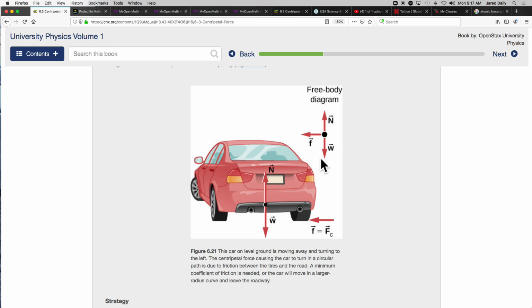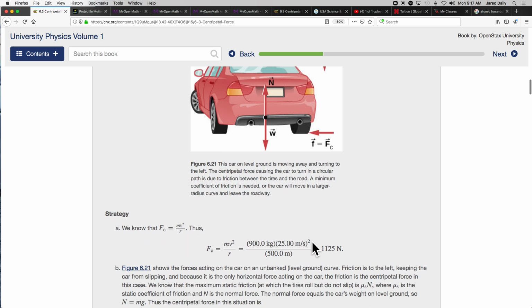So if you're going to draw a free body diagram of this car, you'd have the weight of the car downward, and the normal force of the ground upward, and then the friction force on the wheels inward, towards the center of the turn. So this frictional force becomes your centripetal force, as it's shown here. Centripetal and friction are the same.